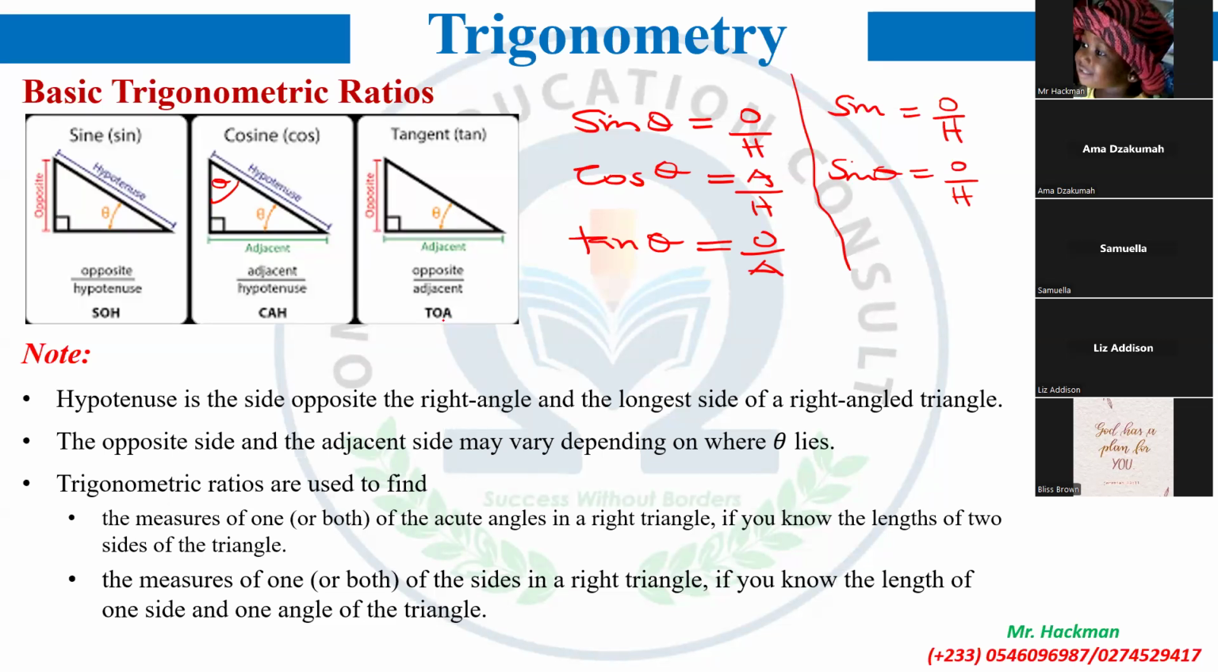And same for tan. Tan is opposite over what? Adjacent. So you need the opposite and the adjacent. You don't need the hypotenuse. Okay, as simple as that. Point well made, my professors.